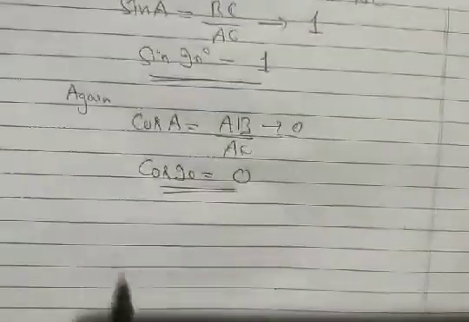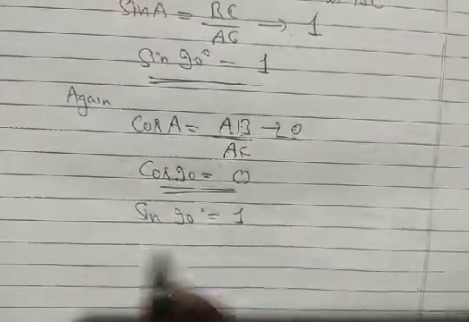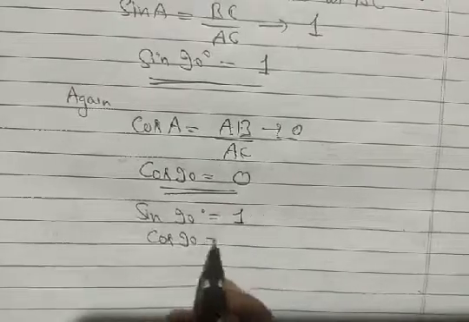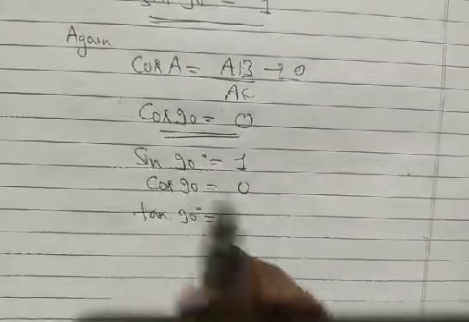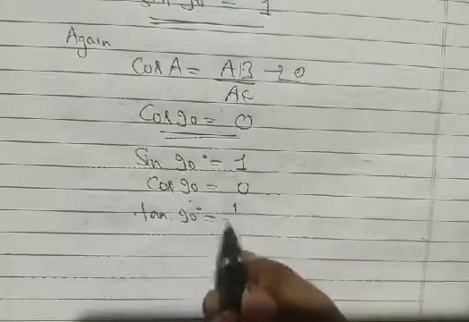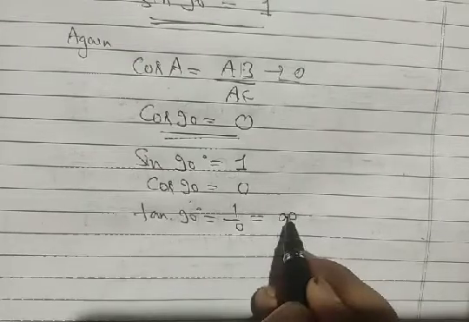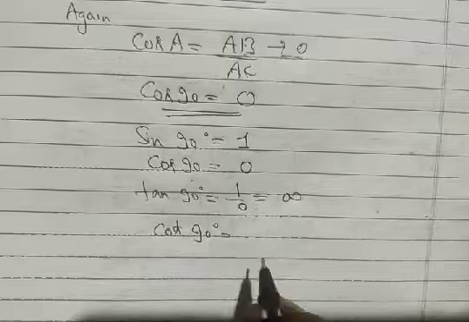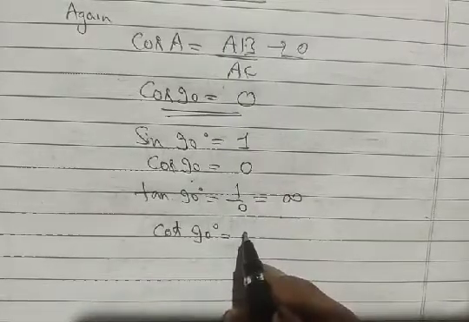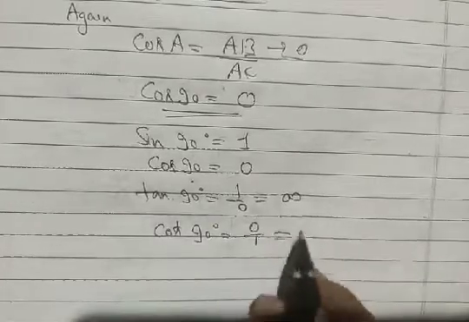Now we get the value of sin 90 is 1, cos 90 is 0. Then what is tan 90? Tan 90 is sin 90 by cos 90. It's 1 by 0. 0 is the denominator, so it's undefined. It's infinity. What is cot 90? Cot 90 is the reciprocal of tan 90, which means 0 by 1. Then we get 0 here. Our cot 90 is 0.